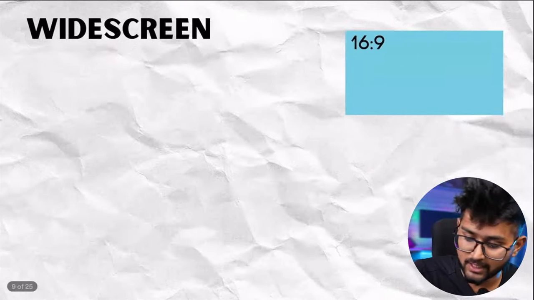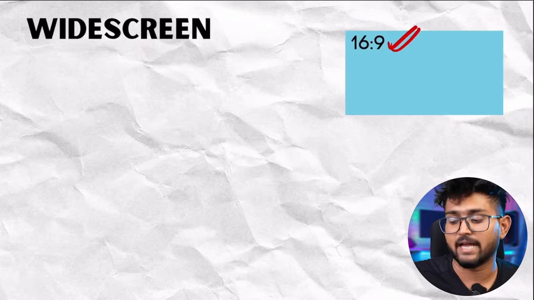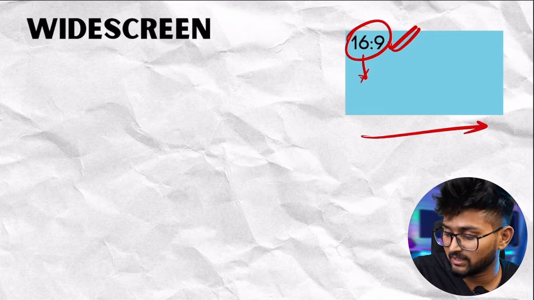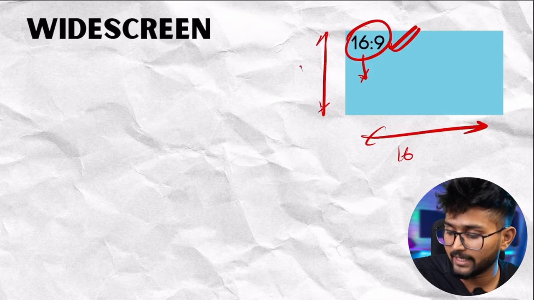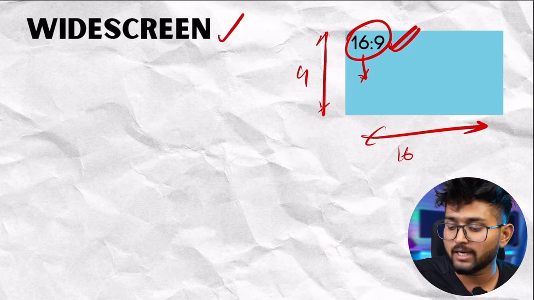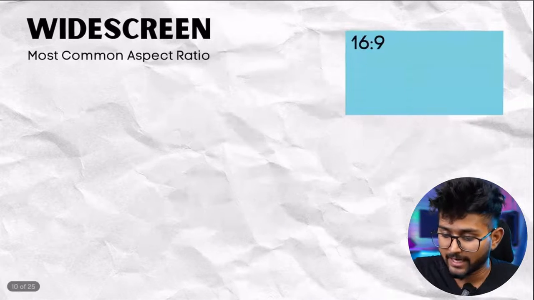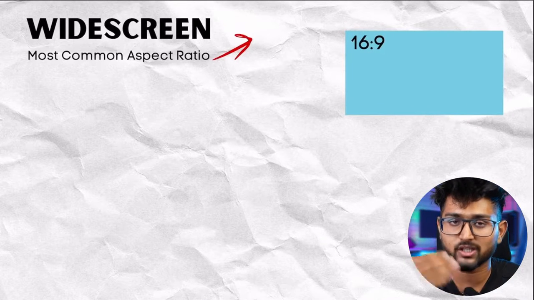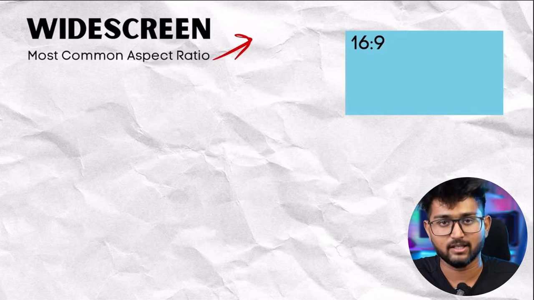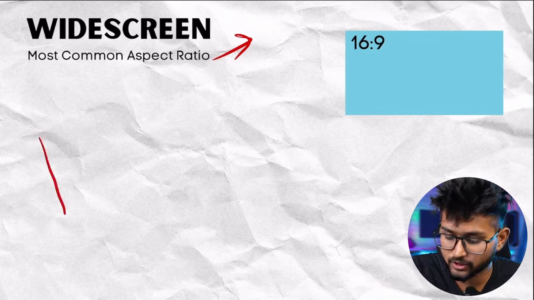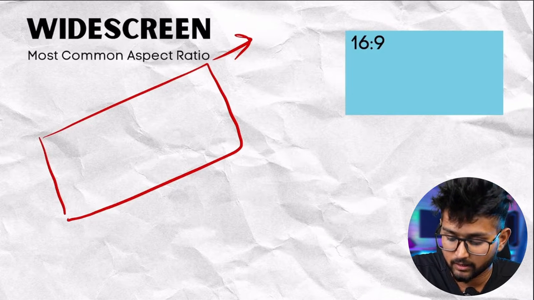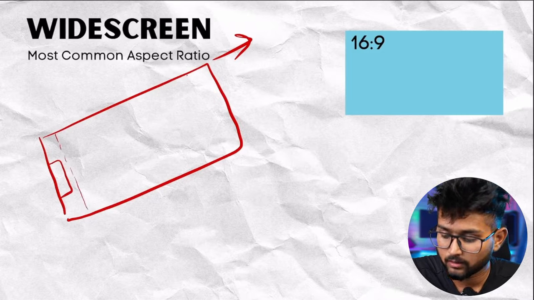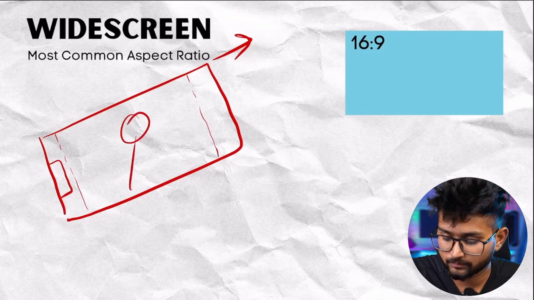Got it? So first things first, the most popular one that we have is 16:9, right? Which means this is 16 times and this is 9 times, right? And this is called the widescreen, right? And this, as I just mentioned, is the most common aspect ratio that you can find. Usually on YouTube, imagine this is your phone's screen, right? If you are using an iPhone, it will be like this. So this one would be the video that you are watching.